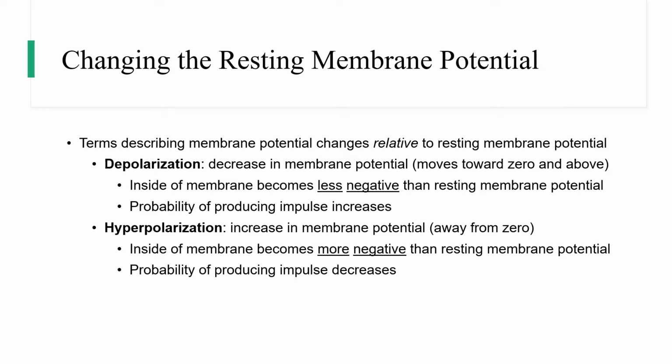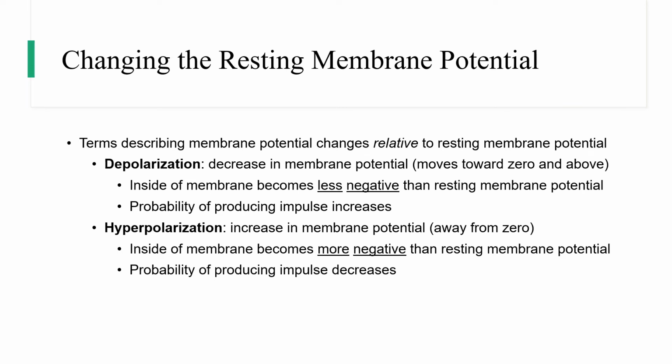You're moving the voltage difference close to zero and above, and it makes it so that the inside of the membrane becomes less negative than the resting potential. Okay. Now, when you have depolarization, this is going to increase the probability of producing a nerve impulse. Okay.